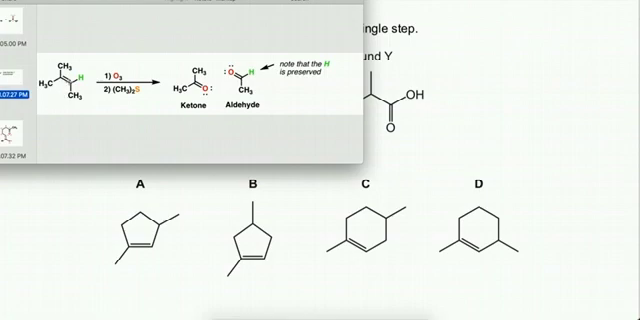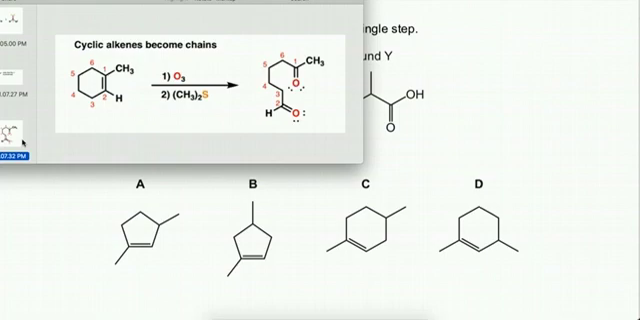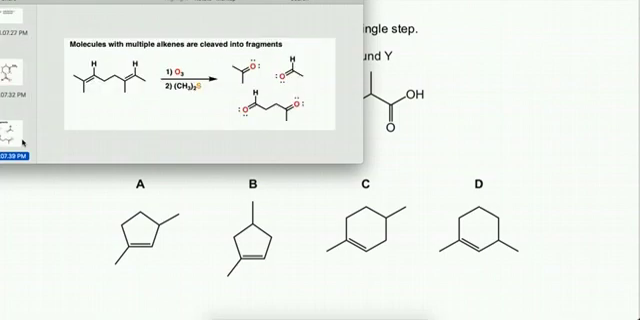Another version is where you've got 2 carbons with a double bond, with 1 carbon containing at least a single hydrogen. In that case, the carbon containing a single hydrogen, that side should go on to convert into an aldehyde. The other one will convert into a ketone fragment. The third version is the one tested over here, cyclic alkene. And the fourth and final version is where they show a chain with multiple alkene double bonds.